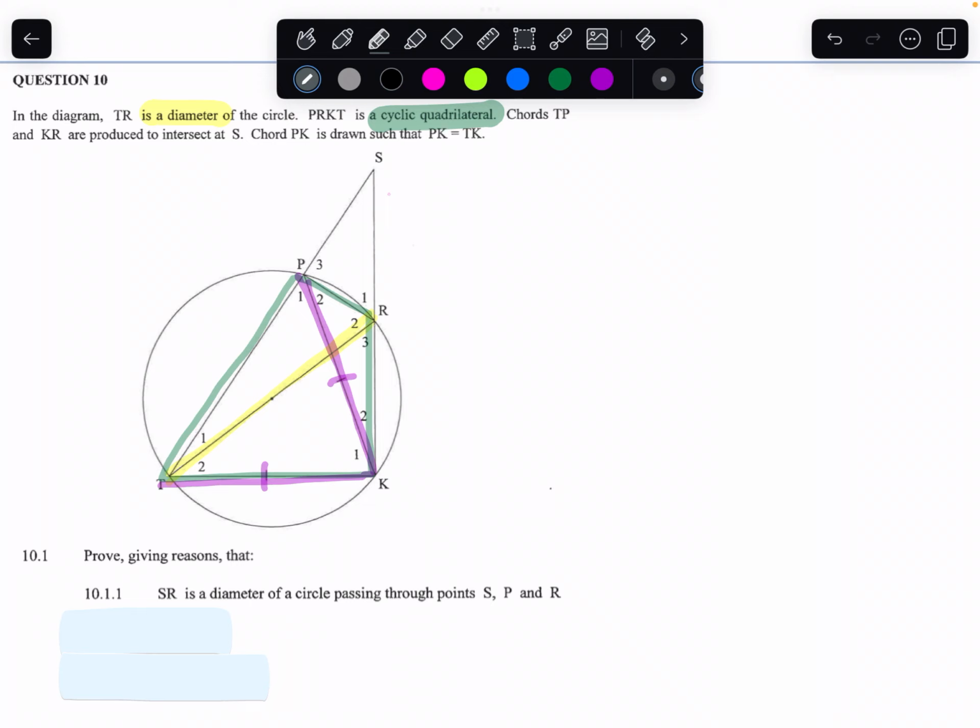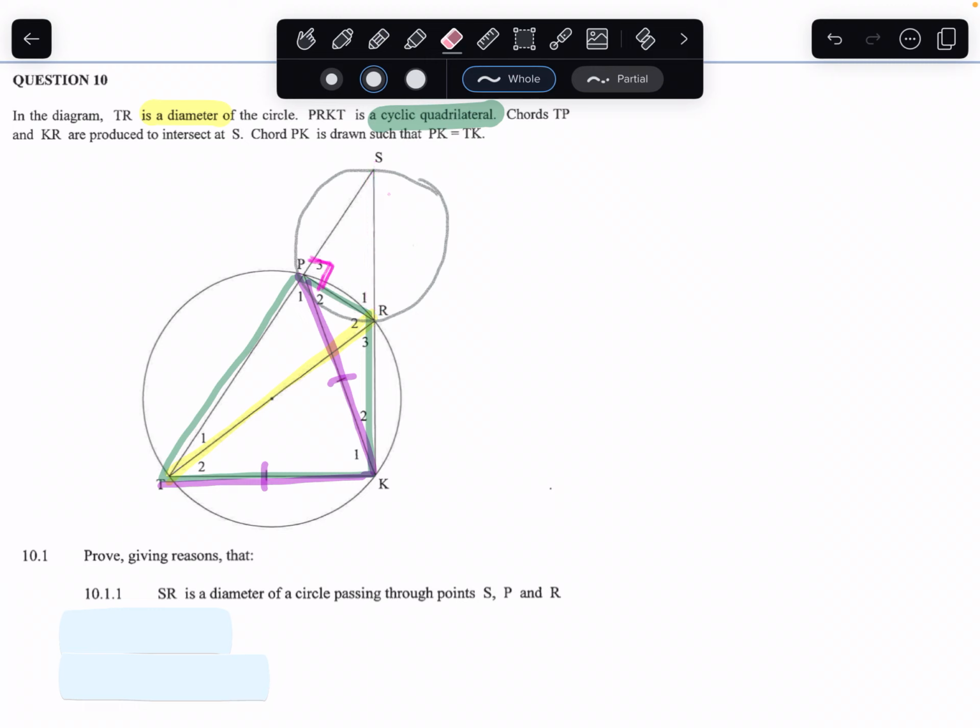I always like to draw the circle. So it goes through S, and then P, and then R. So maybe a circle like that. And we're being asked to show that SR is a diameter of this circle. This is where things got interesting for me, because instinctively I thought, if I can show that this angle is 90 degrees, then surely SR is a diameter of this circle. And I paused to think, wait a minute, is that actually true?